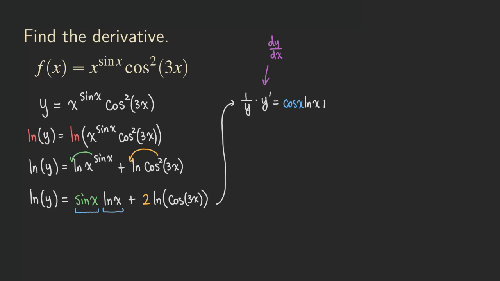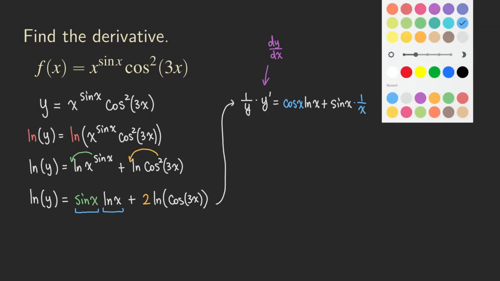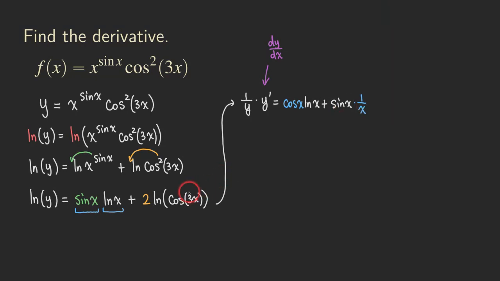Okay, so next step, we are going to be differentiating the second function, and then we are just going to be copying the first function. So I'm going to get sine x right here. And then when we differentiate the ln of x, we are going to get 1 over x, right? 1 over x. Okay, so far so good. Then we're finished with this portion here.